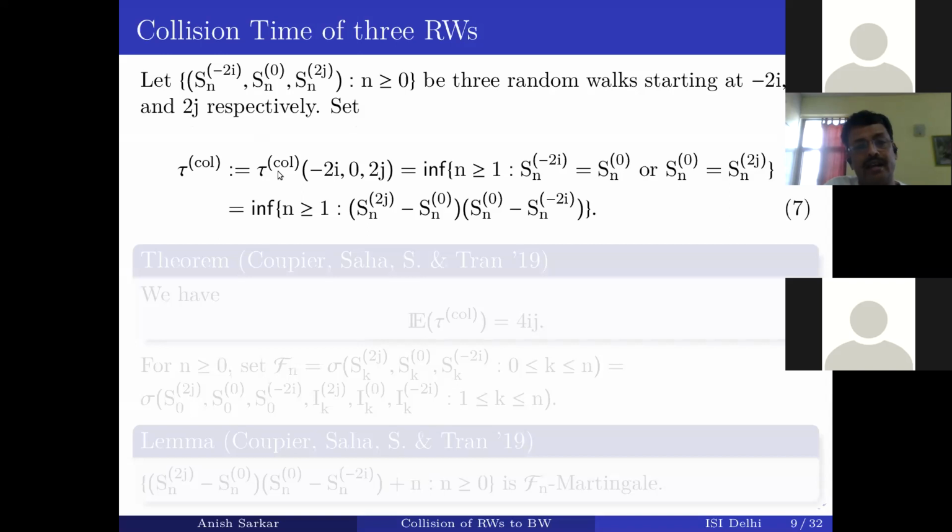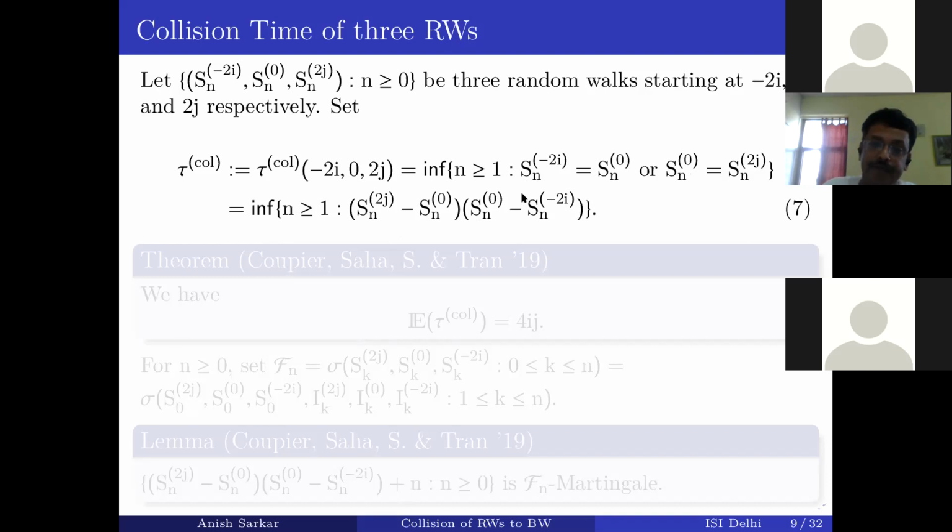And so what is the collision time we are defining? The collision time is the first time one pair of them hit each other, which is the same as the product of the distances becoming 0 for the first time. This is the distance between the left and the middle, and this is the distance between the right and the middle. So when one of them becomes 0, the product becomes 0. So this is the first time the product becomes 0.